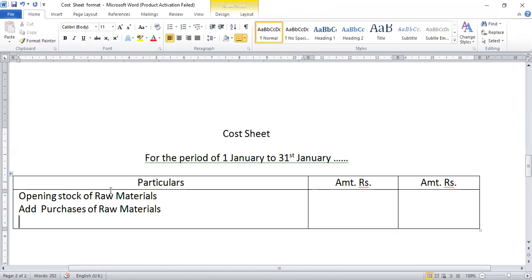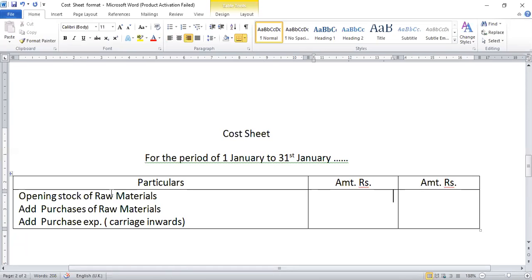Then if there are any expenses related to purchases, we have to add purchase expenses. Here they have given carriage inward. Carriage inward is related with the purchases, so we have to add carriage inwards here. And then we have to less closing stock of raw material. First we are going to add these.